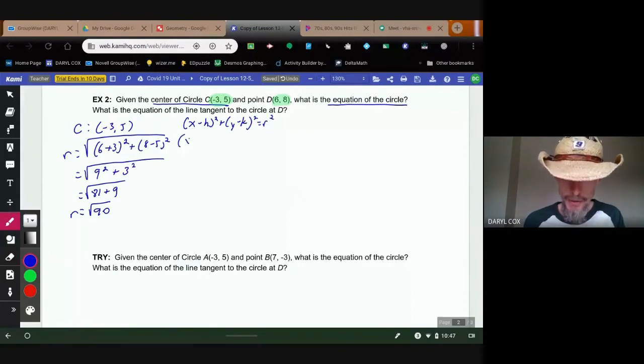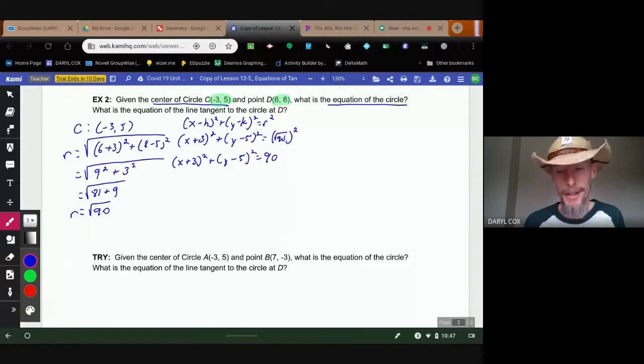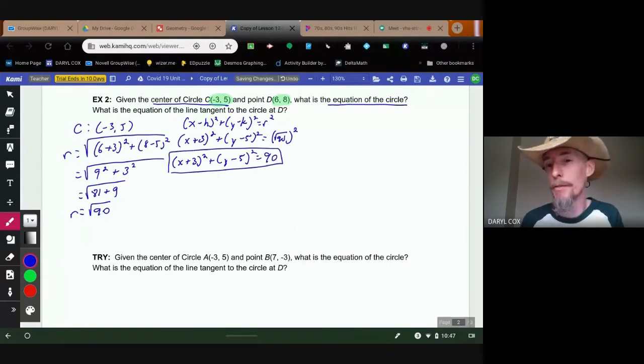So that's x minus negative 3 squared, y minus 5 squared, that's my center, and in my radius, square root of 90 squared. But wait a minute, if you square the square root of 90, the square and square root cancel each other, leaving me with the number 90. So there is the equation of my circle. And you can see why I left it as square root of 90.